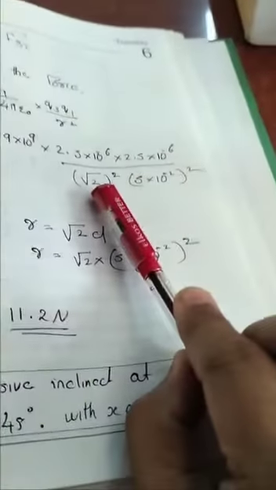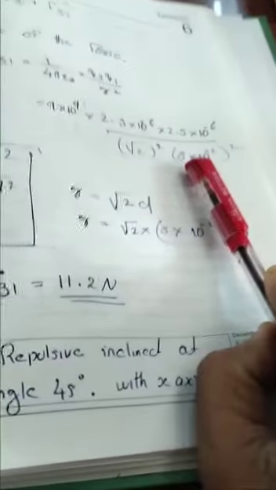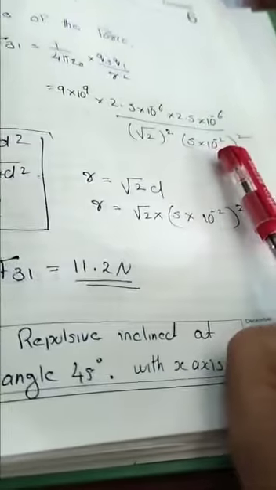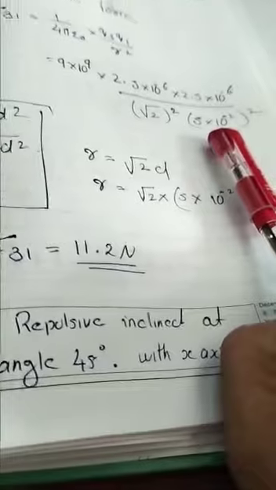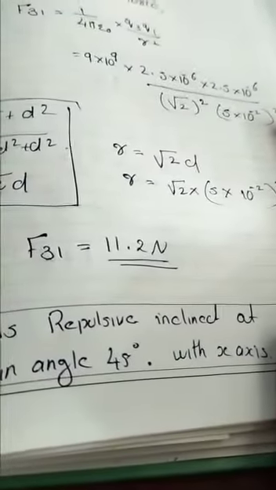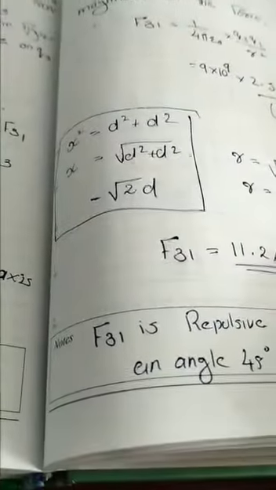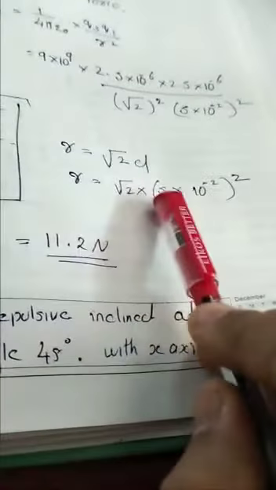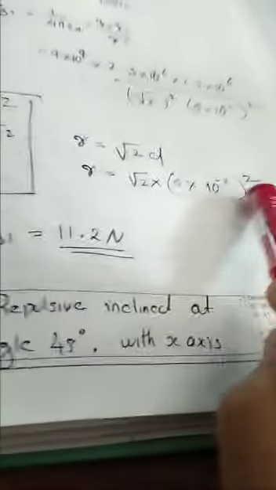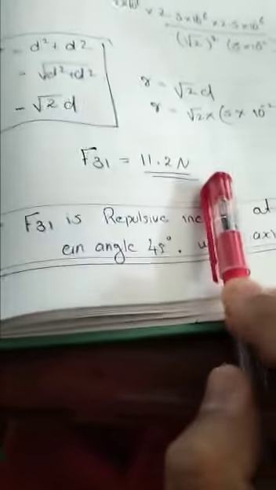Then the distance between Q3 and Q1 is root 2D. That means D is 5 centimeter, converted into meter, 5 into 10 raised to minus 2. Root 2 is also here. Total square, that means root 2 square, 5 into 10 raised to minus 2 square. After the simplification, R equals root 2D, that means R equals root 2 into 5 into 10 raised to minus 2. After simplification, you get the answer F31 equal to 11.2 Newton.